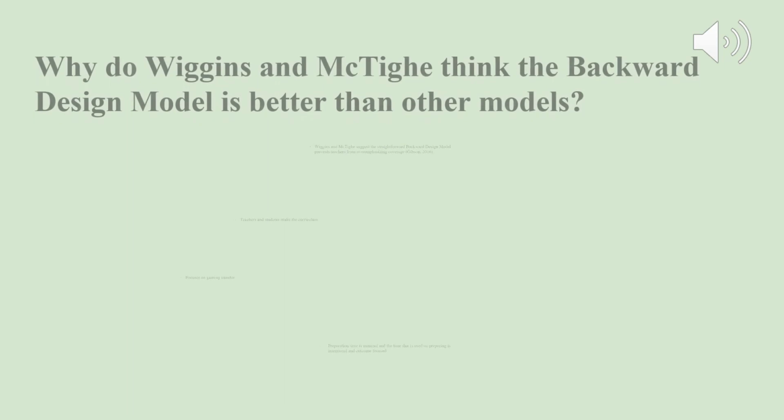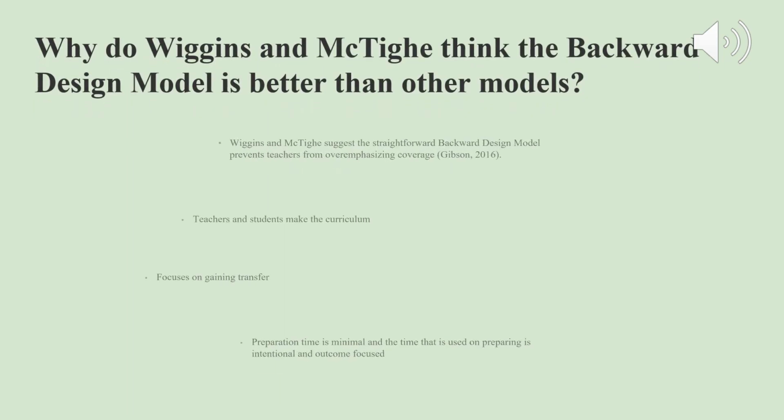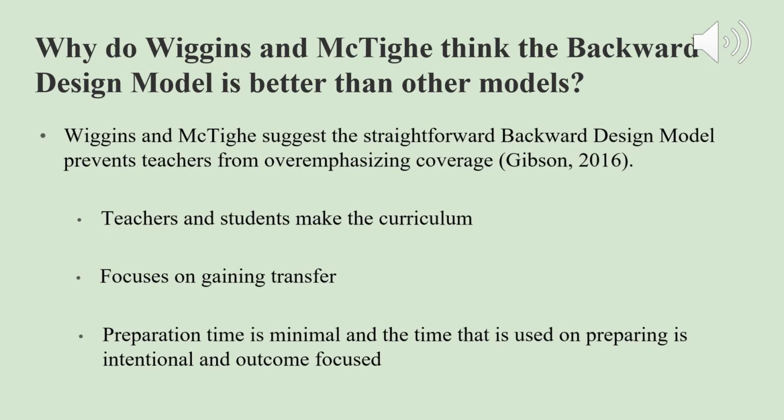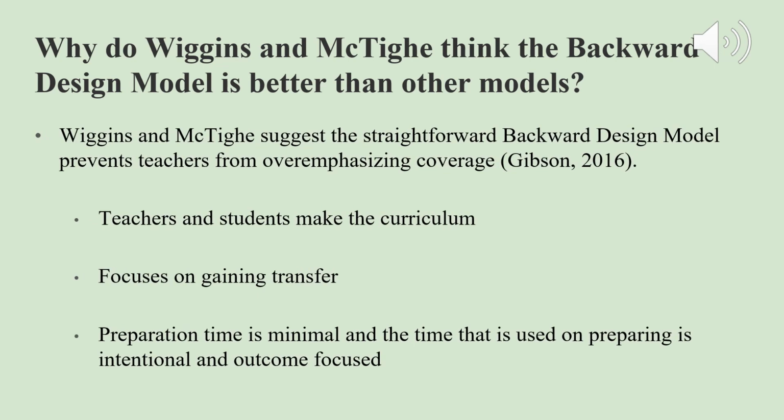In closing, Wiggins and McTighe think the backward design model is better than other models because, as Graf stated in 2016, Wiggins and McTighe suggest the straightforward backward design model prevents teachers from overemphasizing coverage, which often leads to disconnected activities that may or may not achieve the intended outcome.